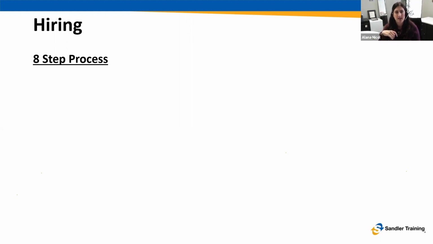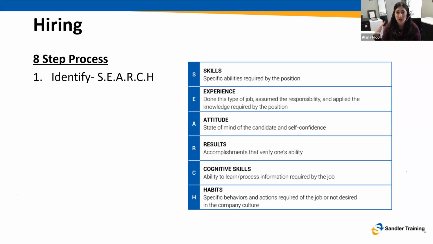So let's dive into the 8 steps. The first is we have to identify who are we looking for. So most people, when they're identifying who they're looking for, they write a job description or do a job posting. But we haven't gone deep enough. We really have to identify who's the ideal person, not who do I have, who have I had, who's the ideal person that I need on my team to grow. And we use this acronym SEARCH to help us do this. And this is one of the tools that will be available to you after the webinar today. But here's what SEARCH stands for.